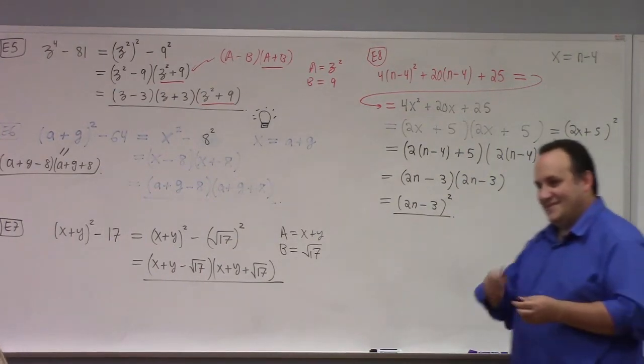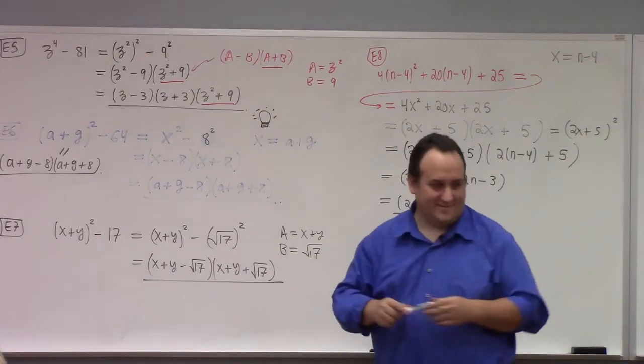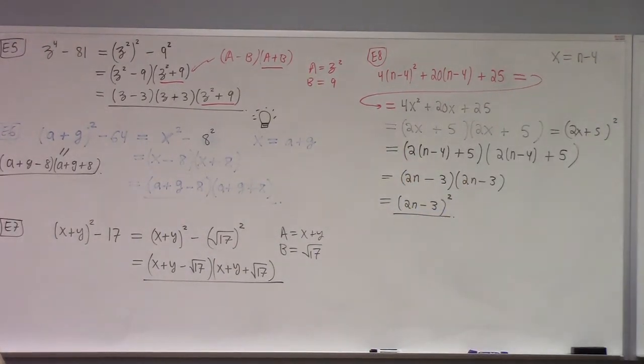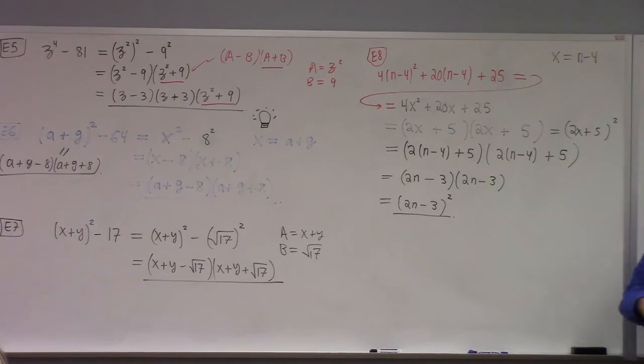Yes? On tests, are we going to have to take 2n minus 3 squared and multiply it back up, completely the opposite of what we're doing? Oh, like multiply this out? Yes. We have to do that on the test? It is something you need to be able to do, but yeah.